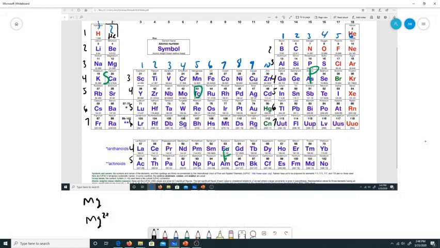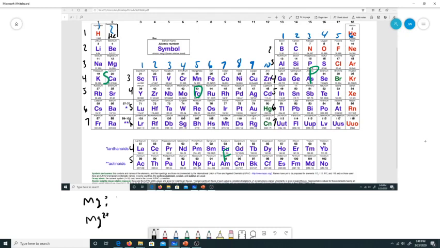Alright, so let's take a look at some electron configurations of elements and ions. So here's the periodic table. I already pre-numbered it. The S block, D block, P block, and F block. So let's write the complete electron configuration for magnesium. Notice magnesium is atomic number 12.